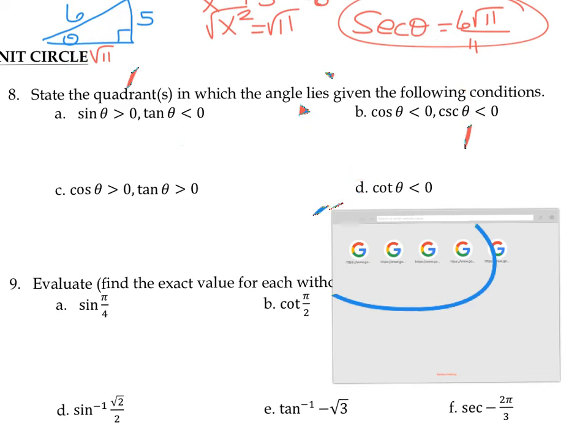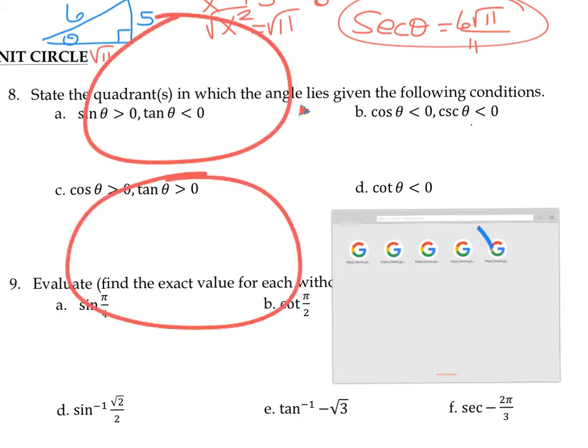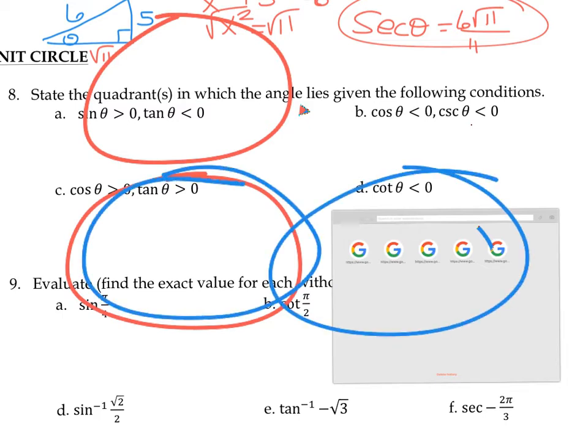If we look at letter B, it says when is cosine less than 0, so when is cosine negative, and when is cosecant negative. Cosine is negative when x values are negative, so that's here and here. Cosecant is negative when sine is negative, and sine is negative when y is negative, so that's here and here. So that matches up in quadrant 3.